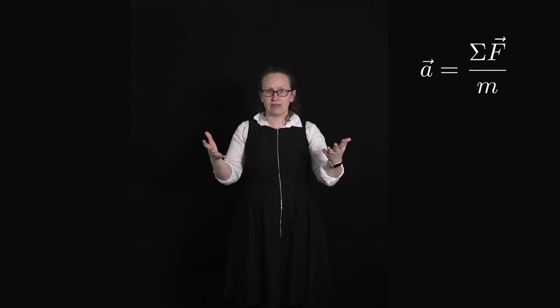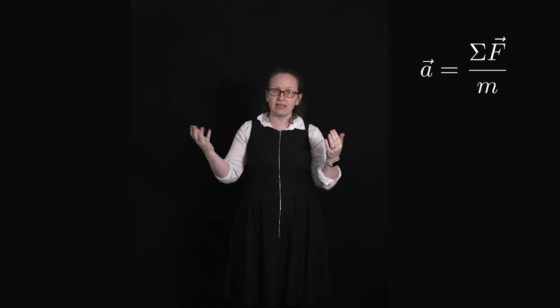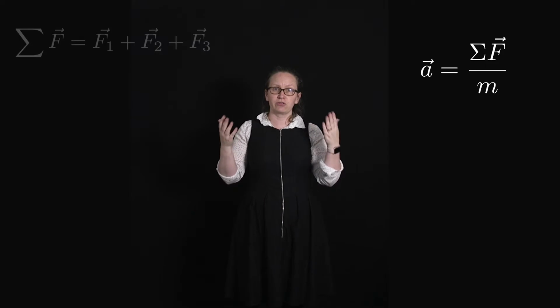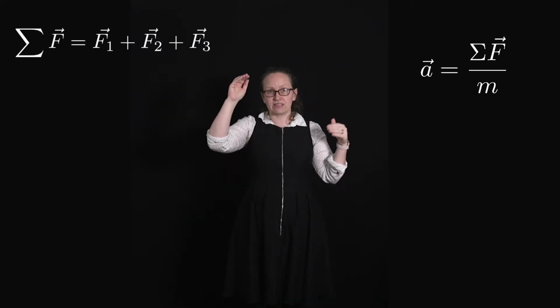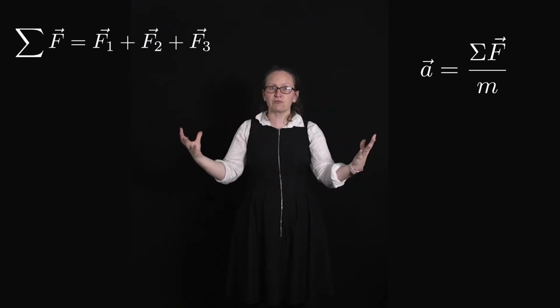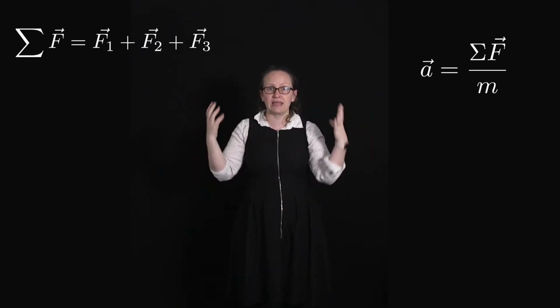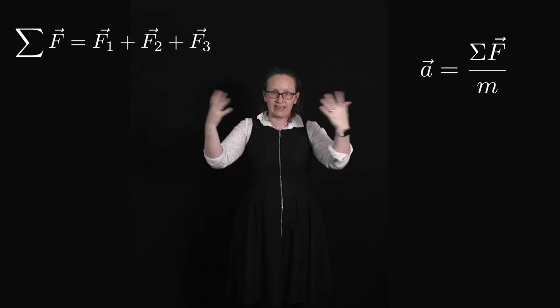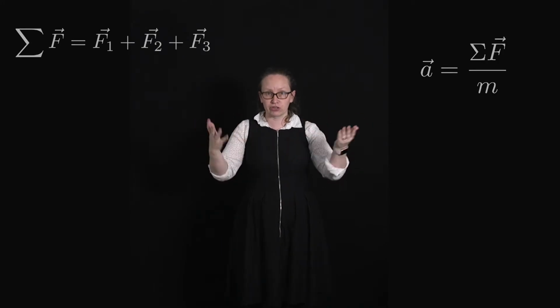So if there were three forces acting on an object, say F1, F2 and F3, then the sum of the forces would be sigma F is equal to F1 plus F2 plus F3, where all of these forces are vectors, so they need to be added vectorially, i.e. head to tail, or you can use components if that's easier.